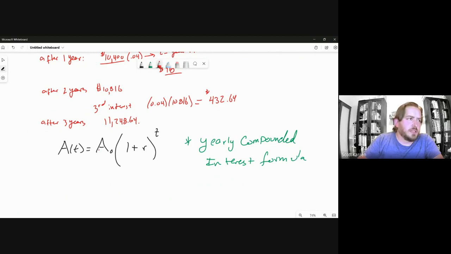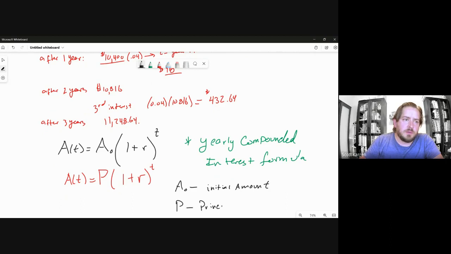Again, you might also see it as the amount after some amount of time is equal to P, where P is the principal, 1 plus R raised to the T. So it doesn't matter which one you use. A naught stands for the initial amount. P stands for the principal, which is the initial amount. So either one of those, but that's the formula that we'll use.